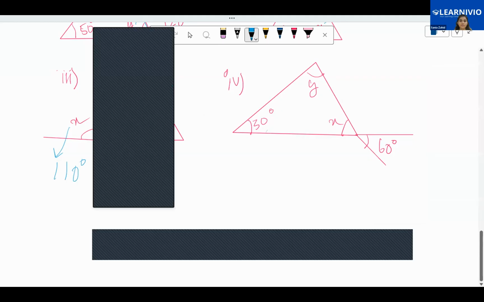See, this is 60 degree and this is x. So x is also equal to 60 degree only, right? Now what is y over here? You cannot find y. For y, you need to know this angle, because this is the exterior angle. So what is this angle equal to? It is equal to 180 minus 60, 120 degree. And so y is equal to 120 minus 30, 90 degree.